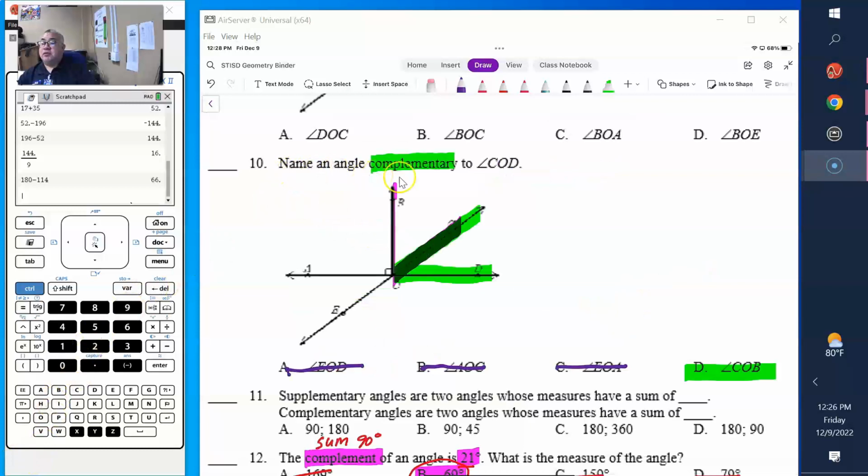Name an angle complementary. When we say that 2 angles are complementary, that means that the sum of the measure of both angles is 90 degrees. So the only 2 that add up to be a 90, since that little square right there indicates a 90, so this has to be 90. So the only one that satisfies it is angle COB. So COB is complementary to COD. So together these 2 angles have a sum of 90.